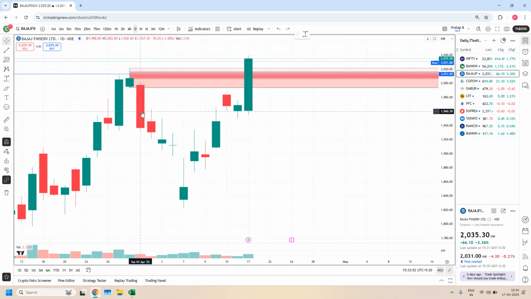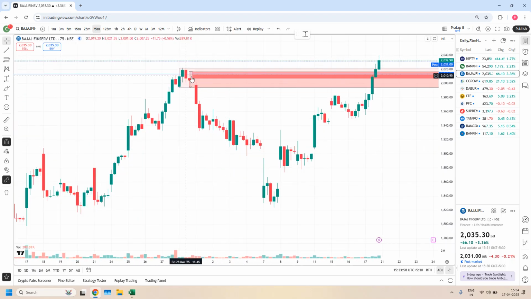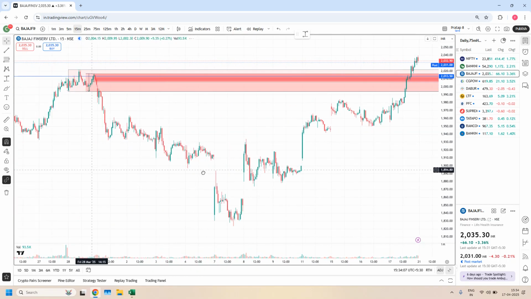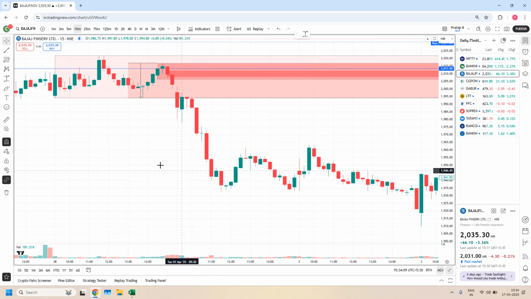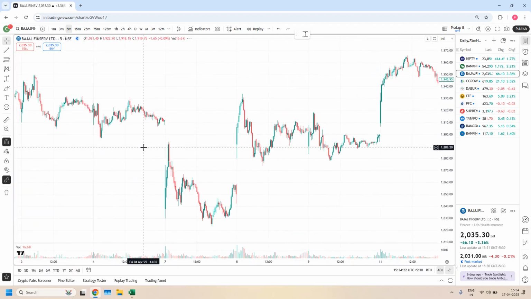So rally-base-drop, and this one fine-tuned with the 75-minute time frame. Drop, 2 base candles and drop. And this is the 75-minute zone inside daily. Within this 75 minutes, again fine-tuned with 15 minutes. So yesterday we drew the 15-minute zone. We have a rally, 1, 2, 3 base candles, drop and a drop candle follow-through. So within this area, again you have drawn a 5-minute zone.